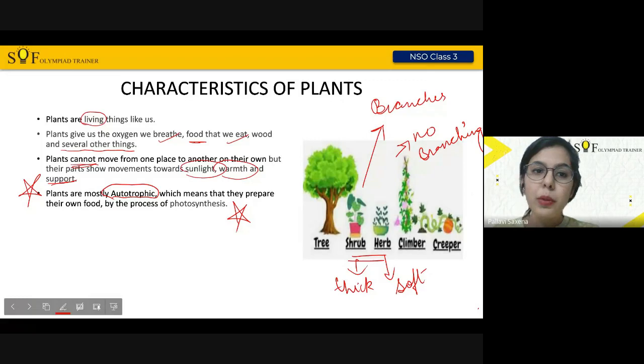And when you talk about examples, all your grasses will be examples of your herbs. Whereas a rose plant or a hibiscus plant will be examples of your shrubs. Hibiscus plants, rose plants, they will be examples of your shrubs, whereas your grass and mint will be examples of your herbs. Is that clear?